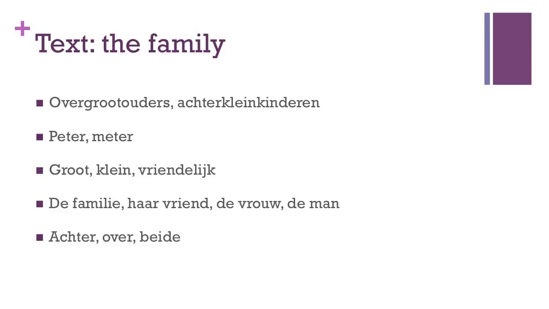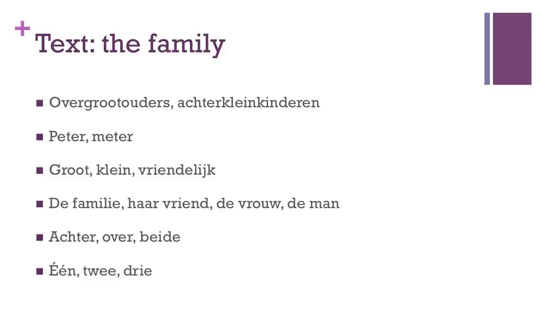Achter is behind, if not used in the word achterkleinkind. Over is over or about, if not used in the word overgrootouders. Beide is both. And 1, 2, 3 is 1, 2, 3. We remember the article een. A in English is different from een because of the two little stripes on the e's of een. It's also a name of a Flemish television channel, so if you have satellite TV, make sure to check it out.